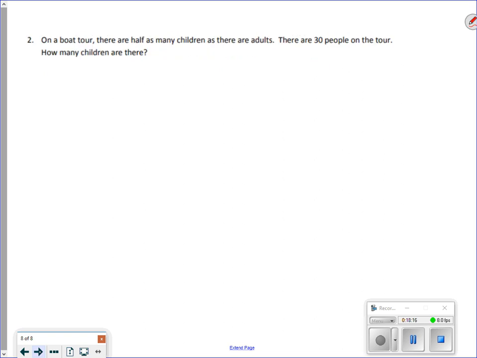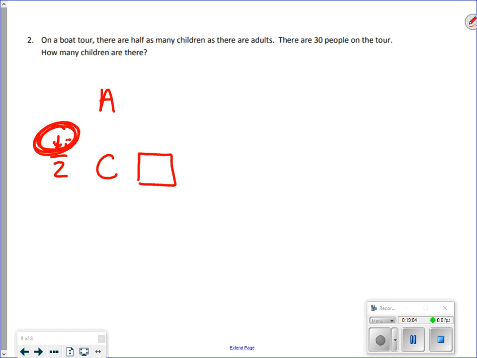Okay. On a boat tour. This is the same type of problem. I just skipped ahead. On a boat tour, there are half as many children as there are adults. So I know that I've got children and adults. So I'm labeling as they're telling me. Half. So I'm going to look at the number 1/2. So for children, I only have 1. And 1 is half of 2. So the adults get 2 units.